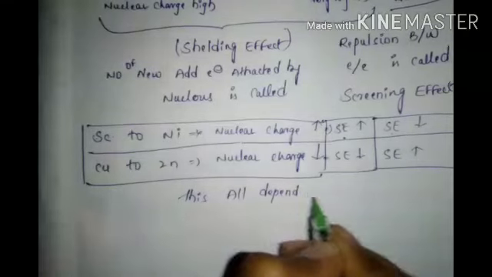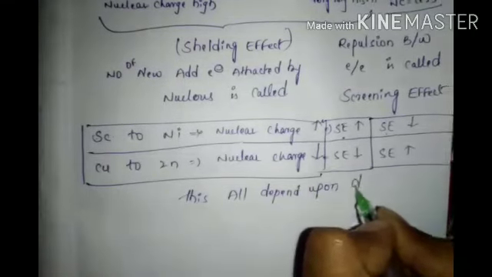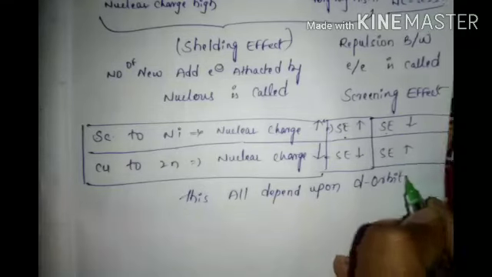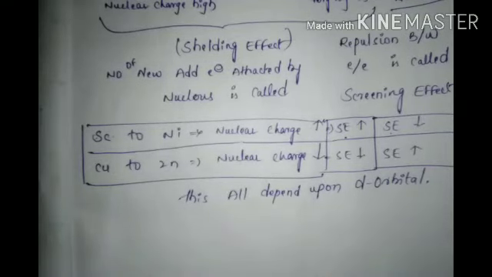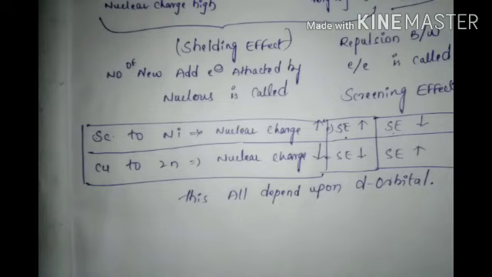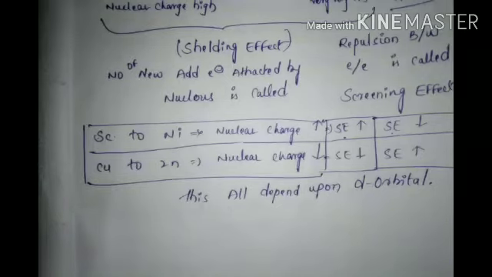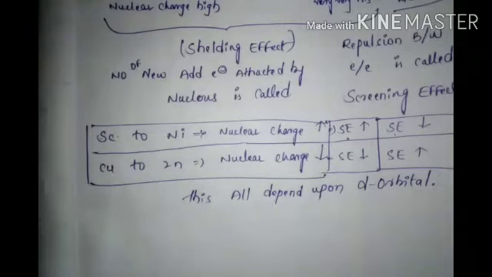All this depends upon d orbital. Only in d orbital only these things will go on. Electron repulsions and newly added electrons are going inside the nucleus. That's why the size decreases, and slowly it changes. Okay guys, now we have to discuss this graph-wise. That is important.